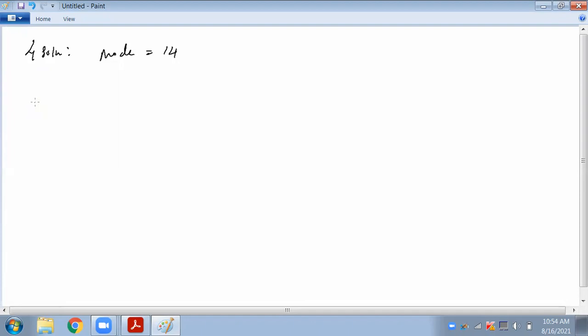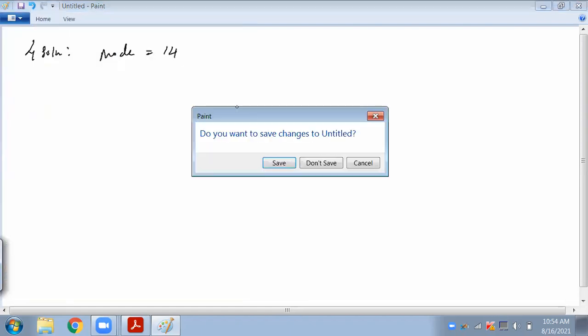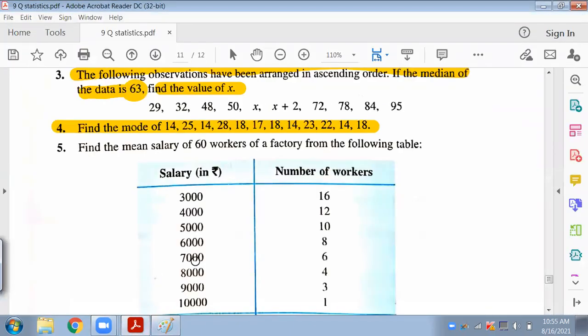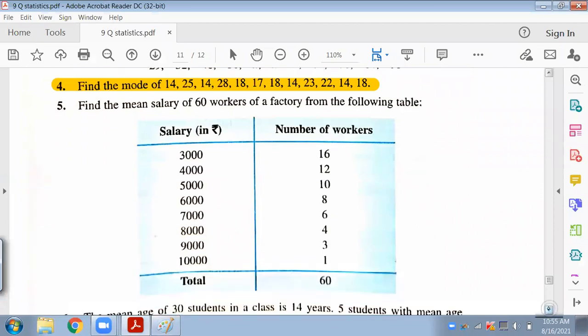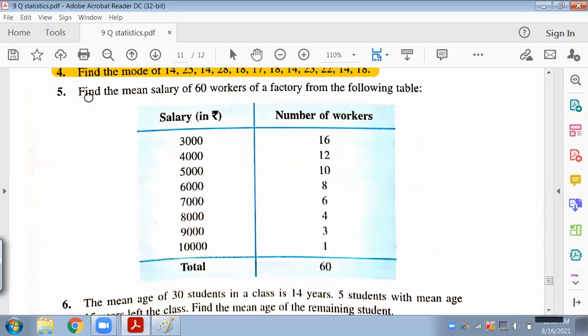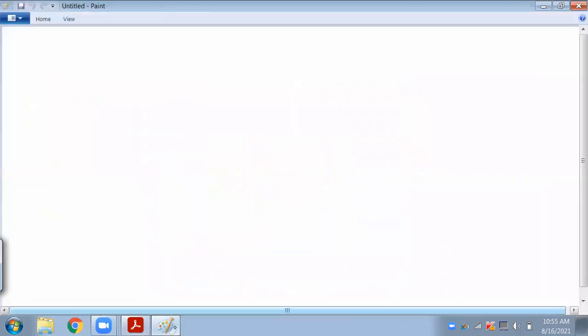Okay, then we'll move to question number 5. A table is given. Find the mean salary of 60 workers of a factory for the following table. The salary of 60 workers is given, and the number of workers in different salary ranges is also given. The number of workers here will be the frequency. If there is a table, the process to find the mean is a little different. So let's see how to do it.